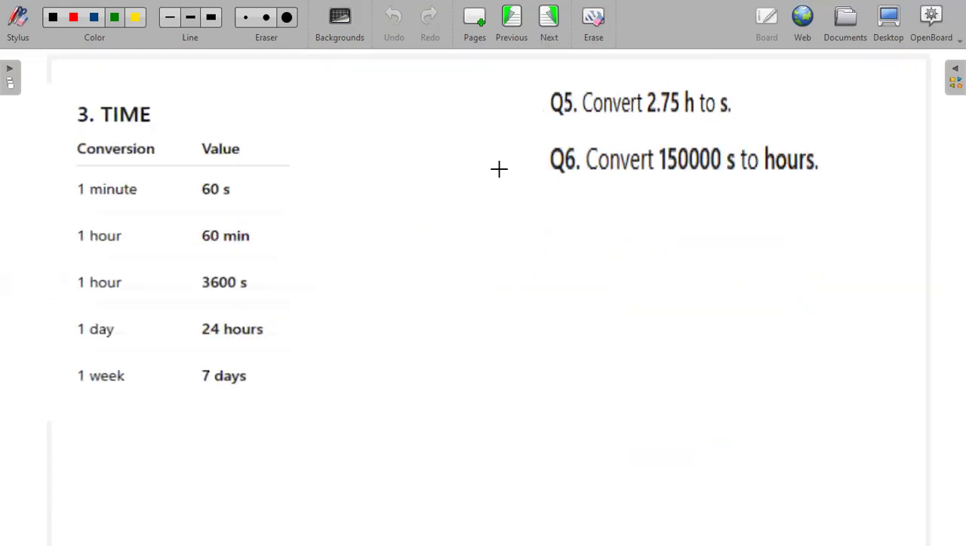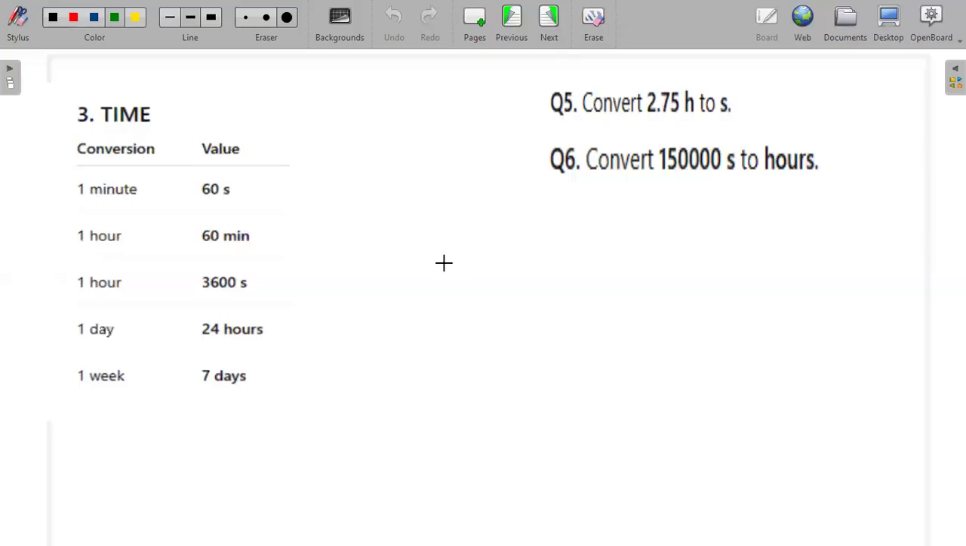Okay, so let's look at time. Time is very easy because I know you guys are very familiar. So you know that 1 minute is 60 seconds, 1 hour is 60 minutes, 1 hour is 3,600 seconds, 1 day is 24 hours, 1 week is 7 days, and so on and so forth.